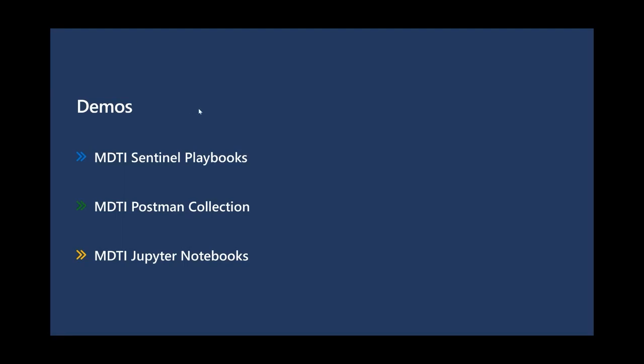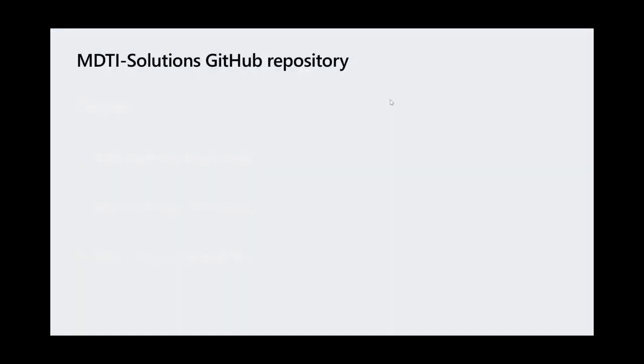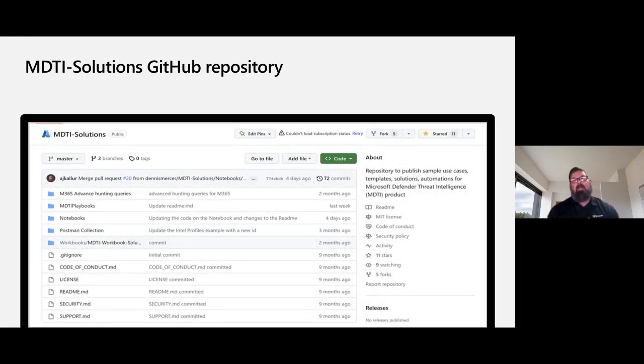So today I'm going to talk about the Sentinel playbooks, workbooks, and the Postman collection. So let me advance the slide here. When you first go to the GitHub, if you search for the MDTI solutions in the GitHub, this is a screenshot of that. I'll show you a little bit later on my own computer, the GitHub itself, but this is where you would go to look for the MDTI solutions. Just search for MDTI attack solutions. You can also look for MDTI playbooks within the Sentinel repository.